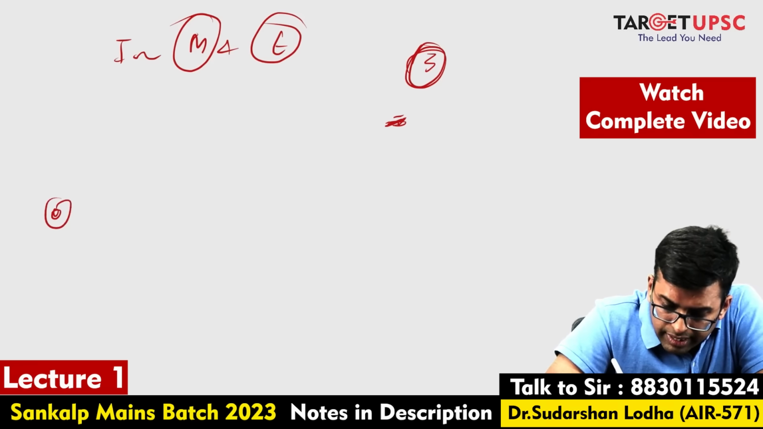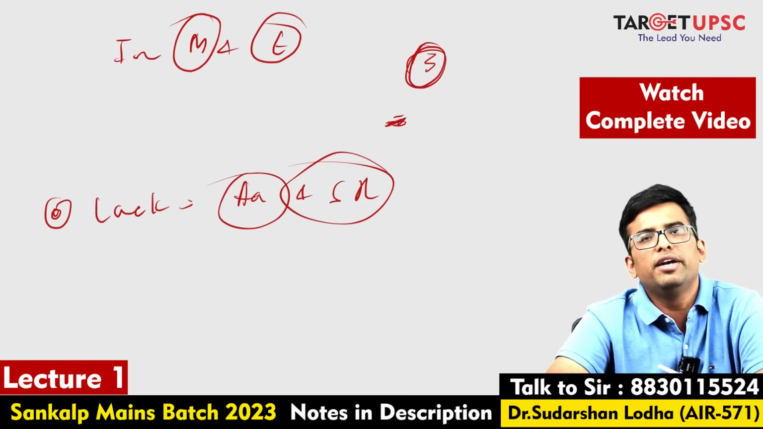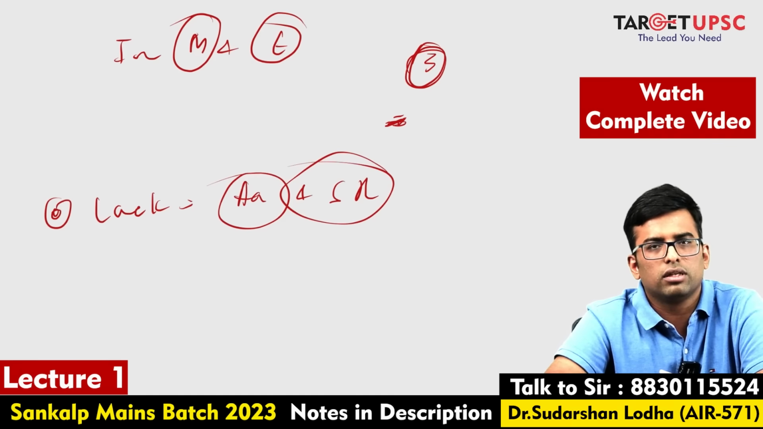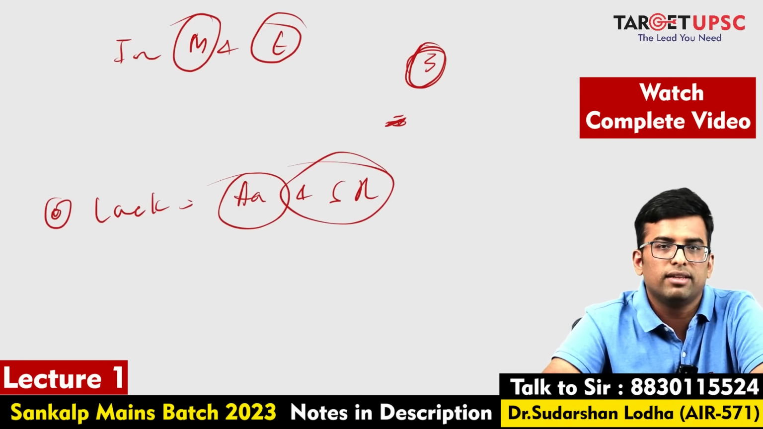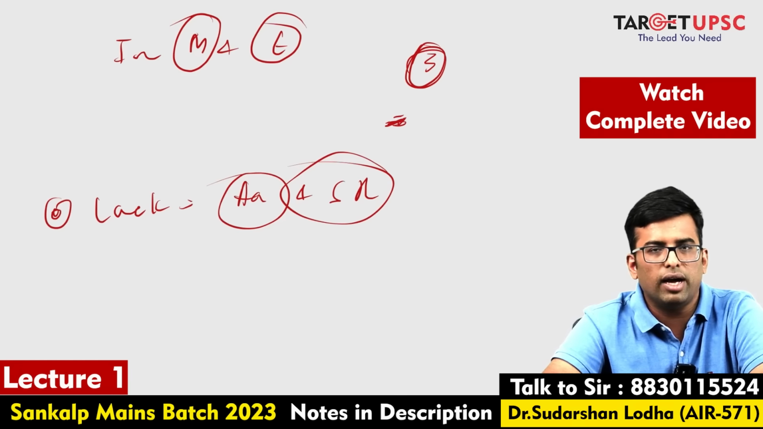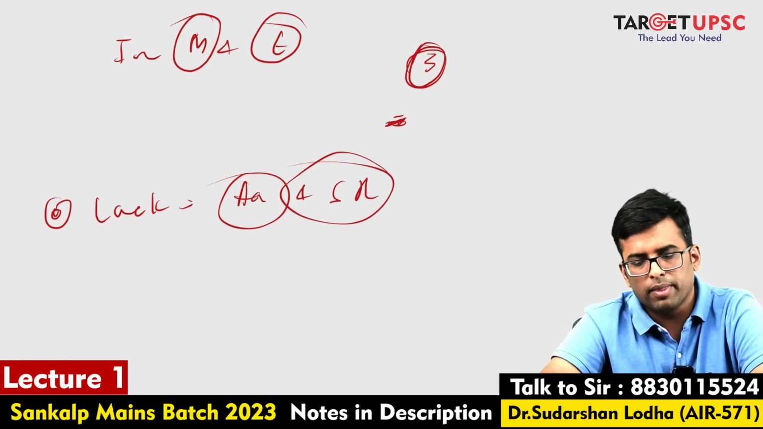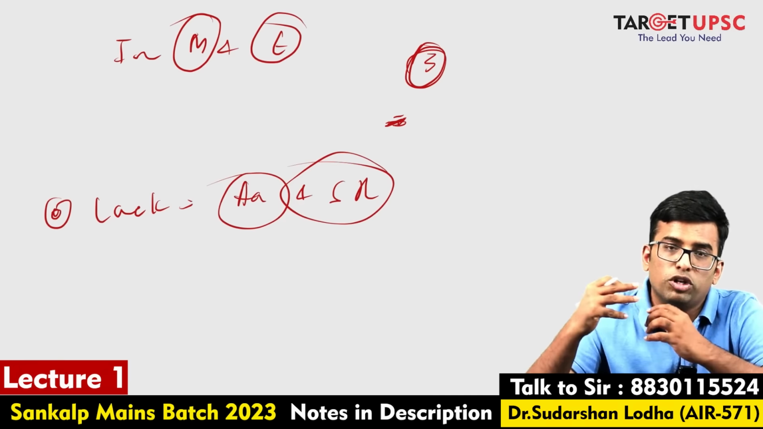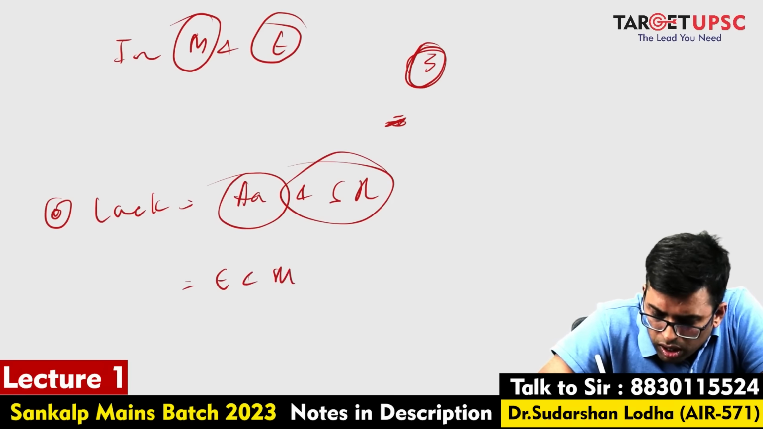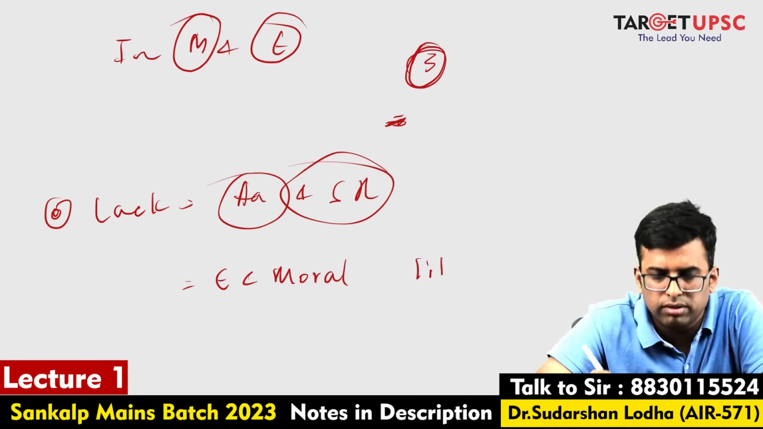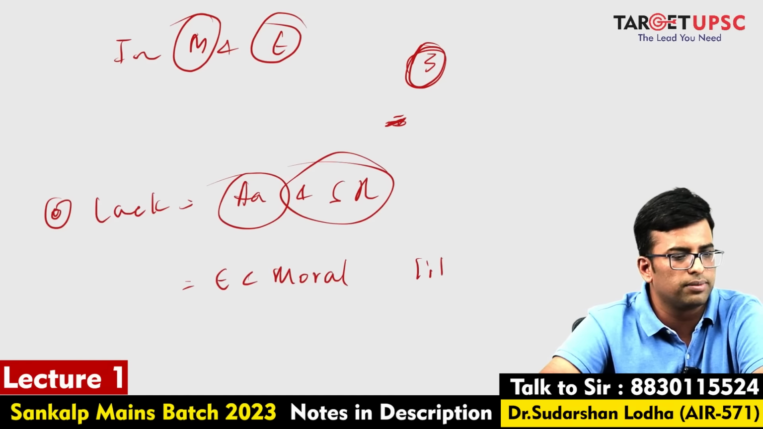Another important thing is lack of awareness and social responsibility among individuals and citizens. People do not have awareness about their rights, their responsibilities, their duties. There is ethical and moral illiteracy among citizens.